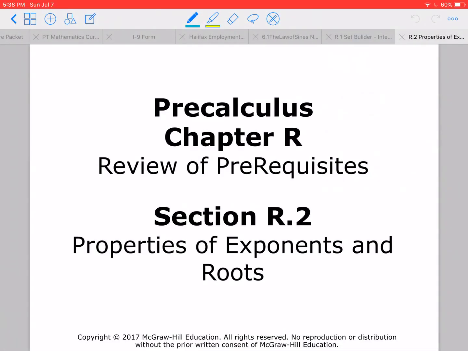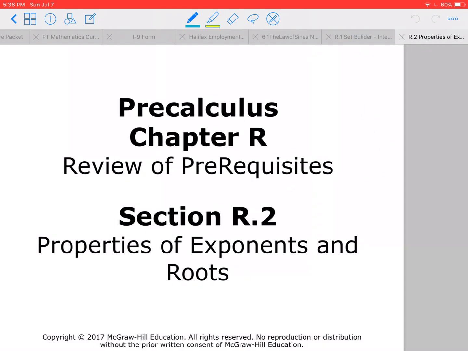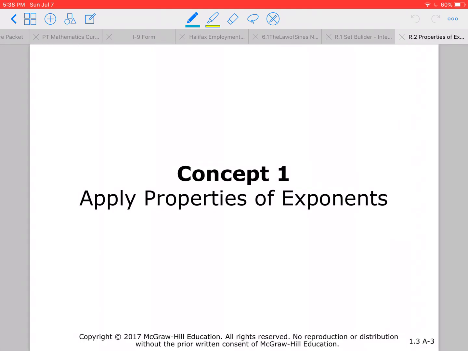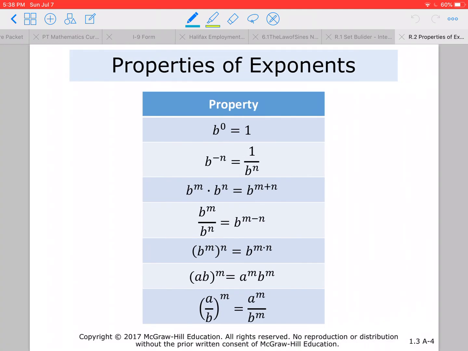Section R2 is on properties of exponents and roots. We have several concepts to cover here. So the first one is properties of exponents. Okay, so our properties of exponents. B to the 0 is 1. B to the negative n is 1 over b to the n.